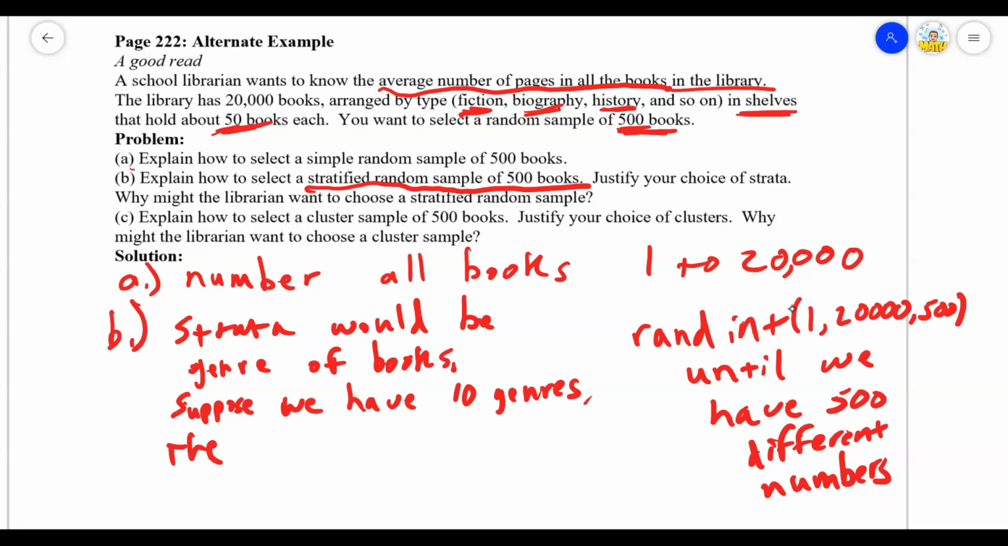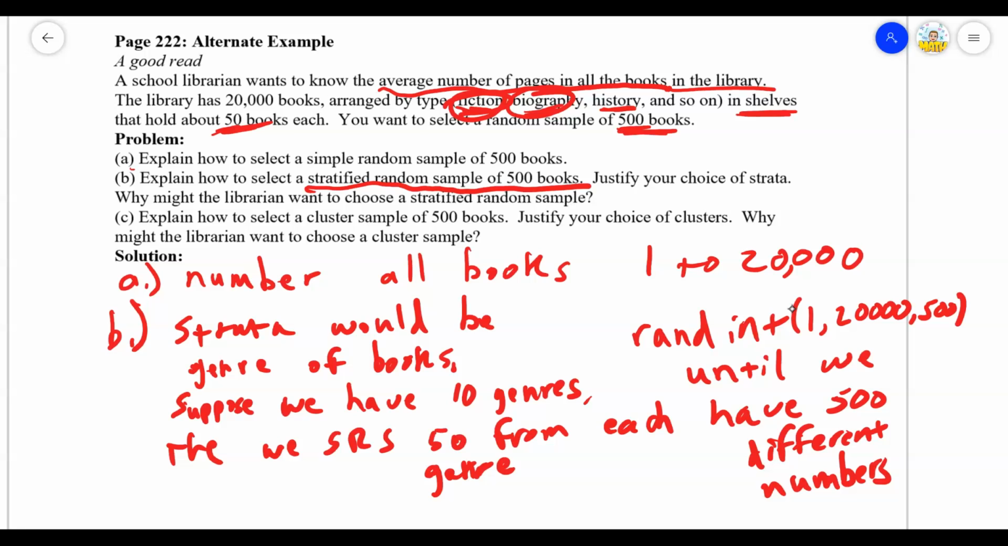then we take an SRS, a sample of 50 from each genre. And I don't need to go back into the detail of how I'll get the SRS. How would I get the SRS? I'll number all the books in each genre, 1 to however many there are, and then I randomly select 50 from each genre. Now, it's very possible, if you think about it, that maybe there's a lot more fiction books than there are biographies, right? Suppose that 50% of all the books are fiction, and only 10% are biography.